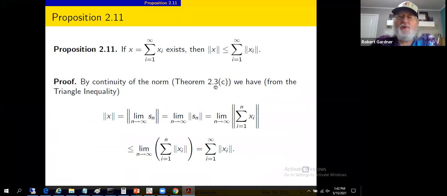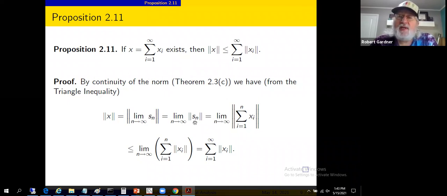Okay, we had continuity of the norm a few sections back. Theorem 2.3 part C told us you can take limits in and out of norms. That's what continuity means in general. So we have from that property and the triangle inequality the following. x is the limit of the sequence of partial sums. So x equals this limit, the norm of x equals the norm of the limit. We can bring the limit outside the norm, that equality, that's your theorem 2.3 part C, the continuity of the norm. The limit came outside of the norm.